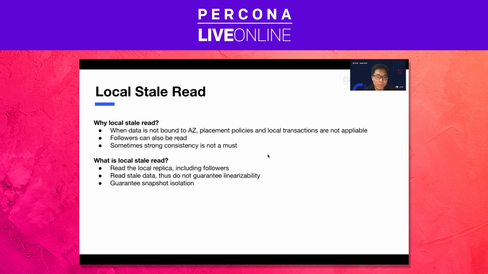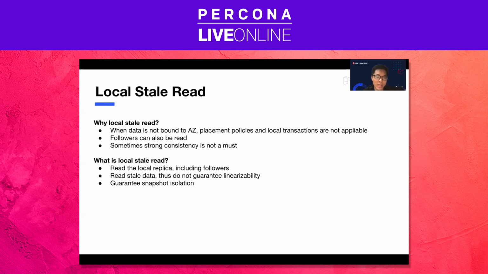As we can see, there are some limitations for placement policy and local transactions. So we introduced a new approach called local stale read. It doesn't need placement policy or local transactions. As mentioned earlier, when data is not bound to any AZ, placement policy and local transactions are not applicable.